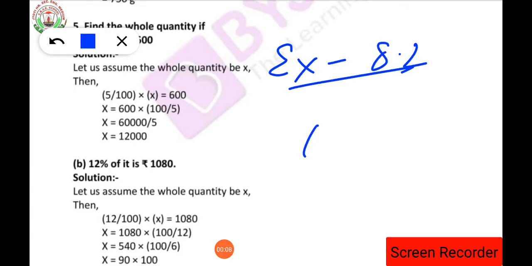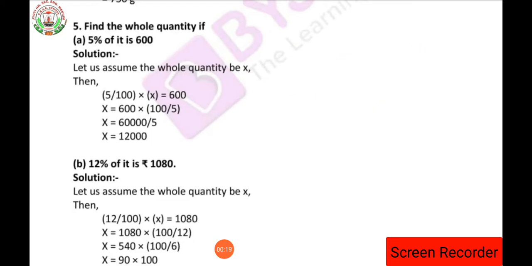Today we will have the revision of exercise 8.2 question number 5. In the previous video we had seen the revision of exercise 8.1 and 8.2 questions 1 to 4, isn't it? Today we are going to see the revision of question number 5. So here is the question. Find the whole quantity if 5% of it is 600.